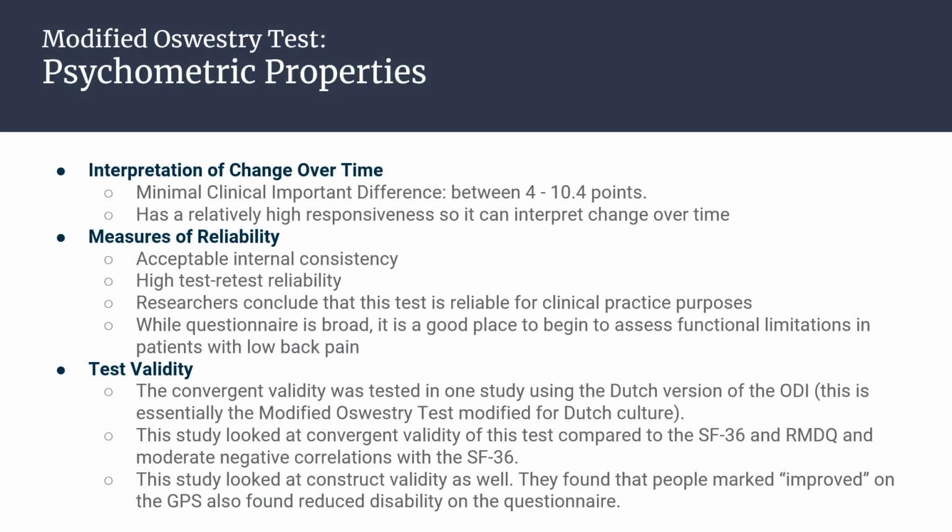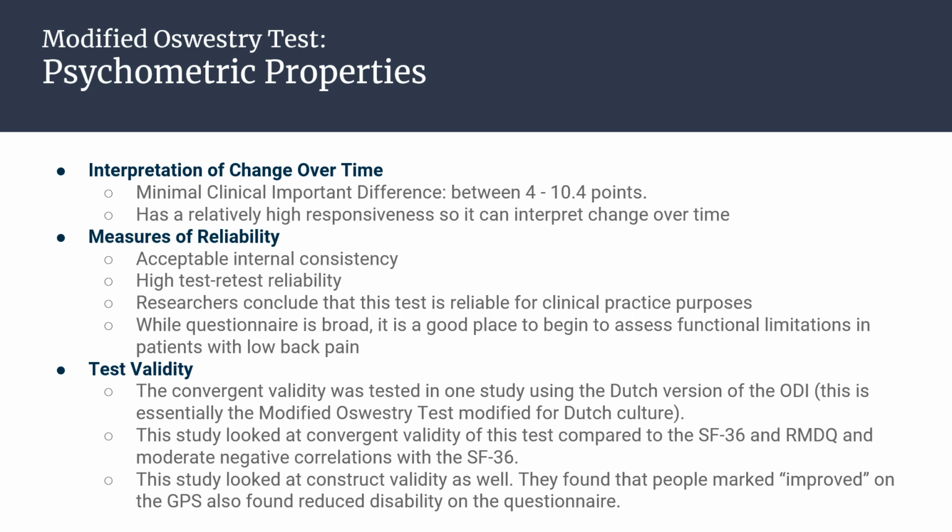Next, we're going to look at psychometric properties. Interpretation of change over time: there's a minimal clinical important difference between 4 and 10.4 points. It has a relatively high responsiveness, so it can interpret change over time. When looking at measures of reliability, it has acceptable internal consistency and high test-retest reliability. Researchers conclude that this test is reliable for clinical practical purposes.